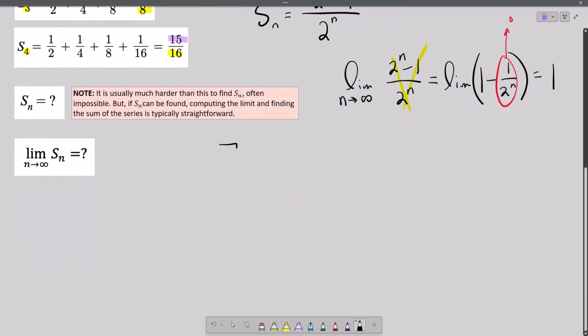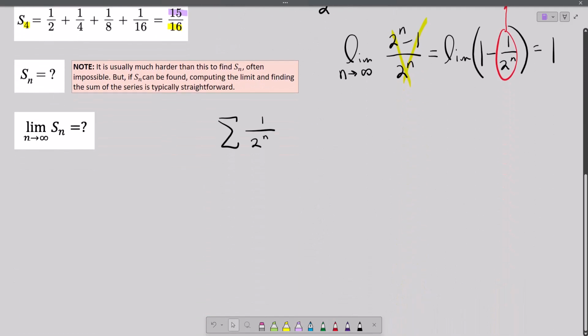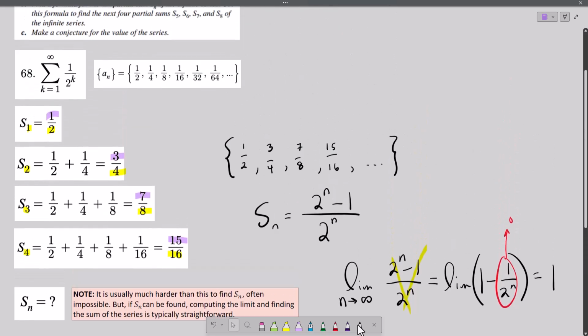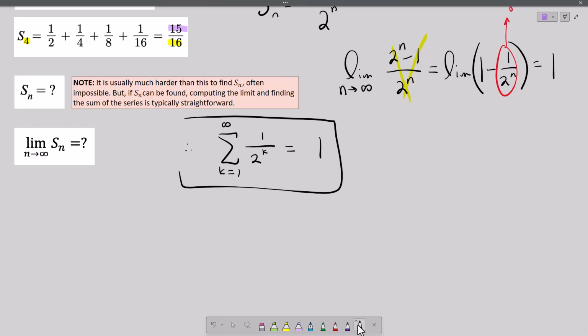So we have 1 over 2 to the n. Do we use an n or a k? Kind of depends on the context. Did it start at 1 or 0? It started at 1. So 1 to infinity. So this is equal to 1. So therefore, the series has value 1. The series converges to 1, however you want to say it.